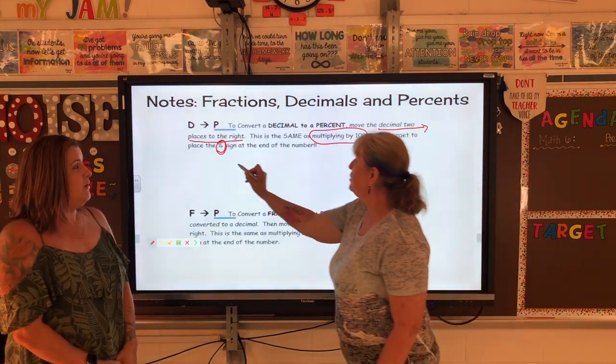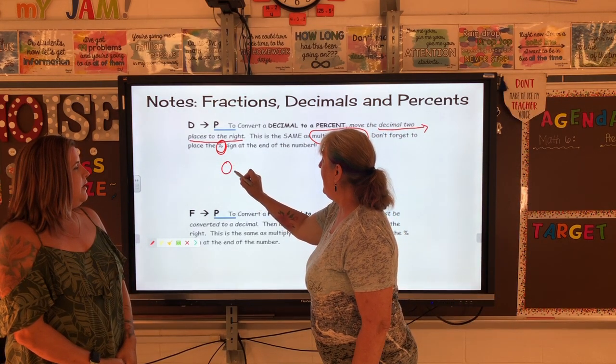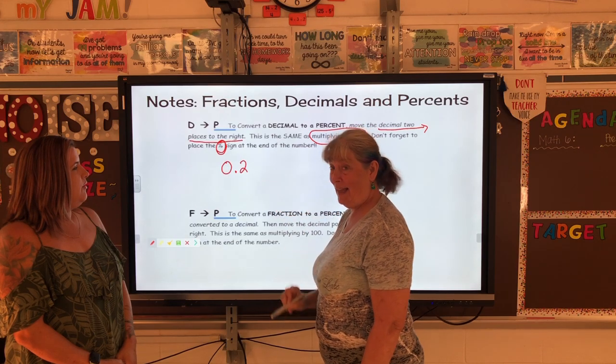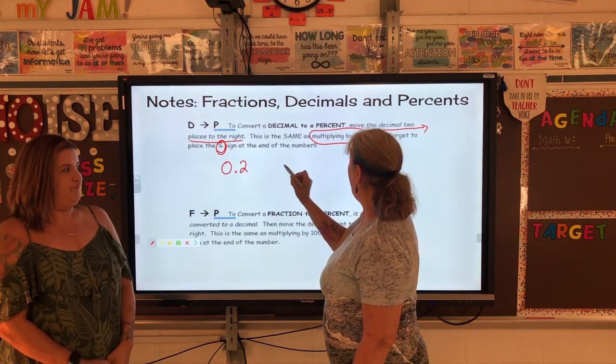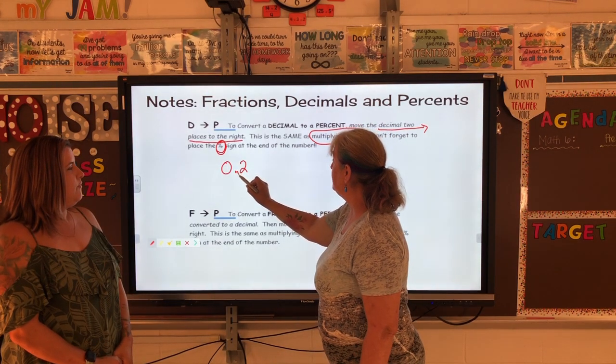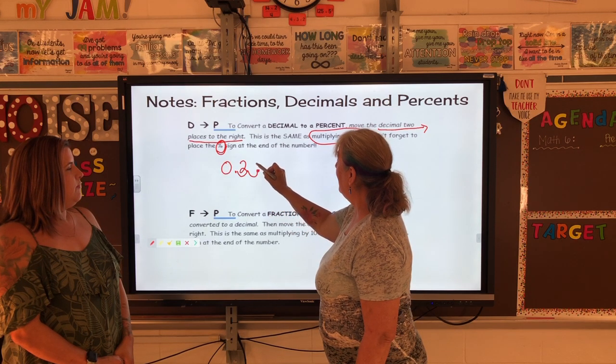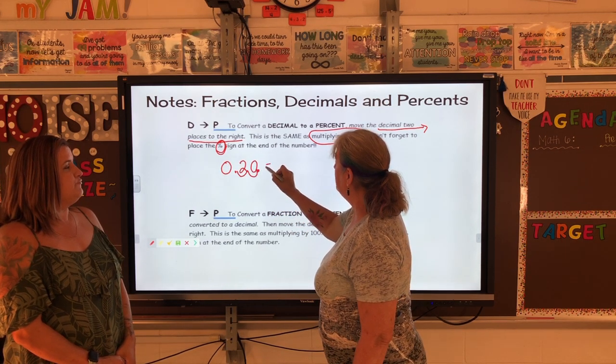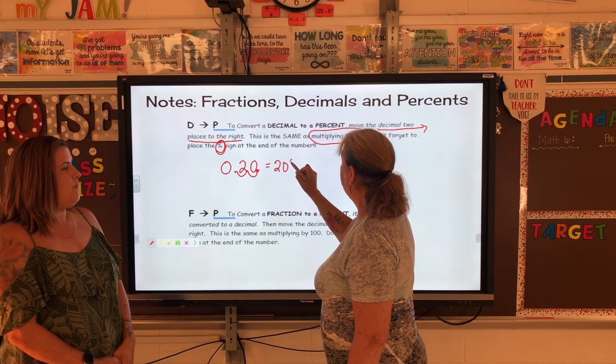That's true. All right. So if I have 0 and 2 tenths, and I need to move that to a percentage, I'd move my decimal 2 places to the right. I'd fill that in, and I just change that to 20%.